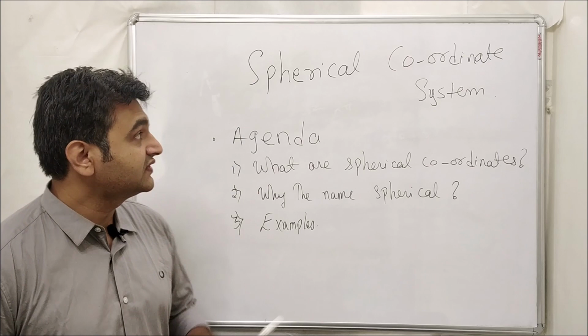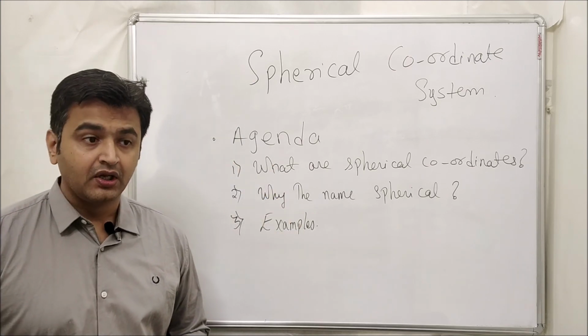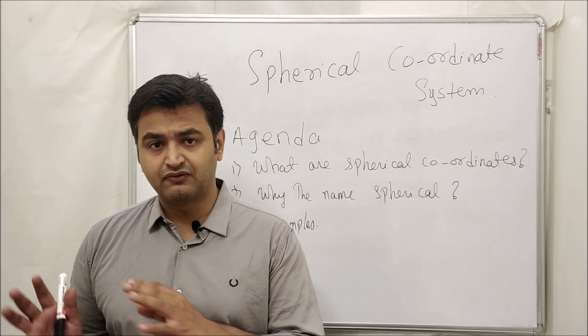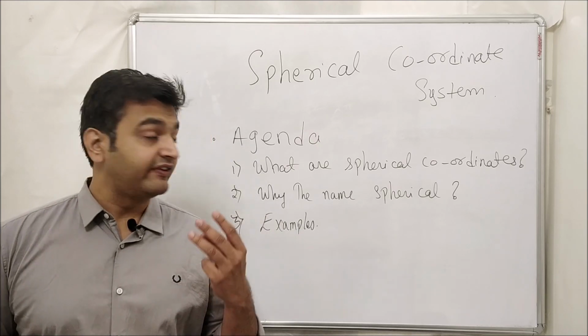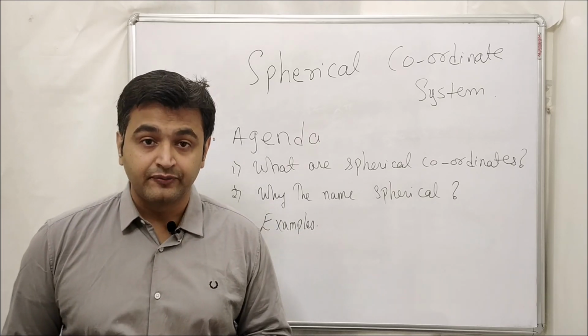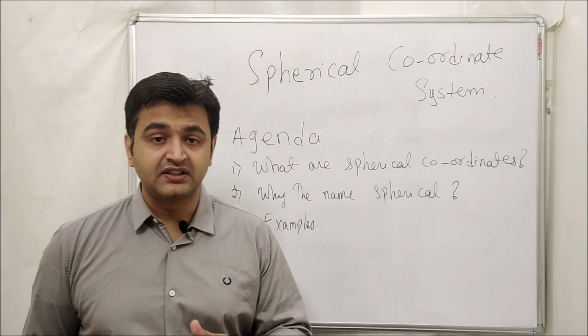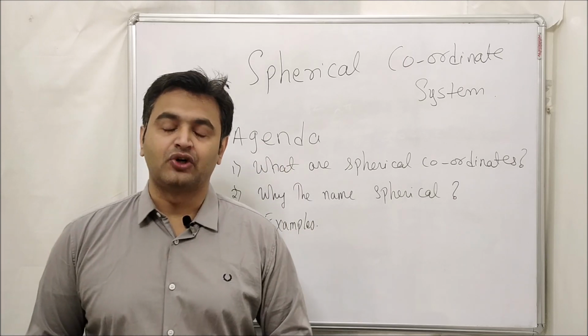Today we are going to see what the spherical coordinate system is. Like in double integration, you have seen two types of coordinate systems: one was Cartesian, one was polar. In triple integration, we are going to see three types of coordinate systems. The first one was Cartesian, then in the previous lecture we talked about cylindrical, and today we are going to talk about the spherical coordinate system.